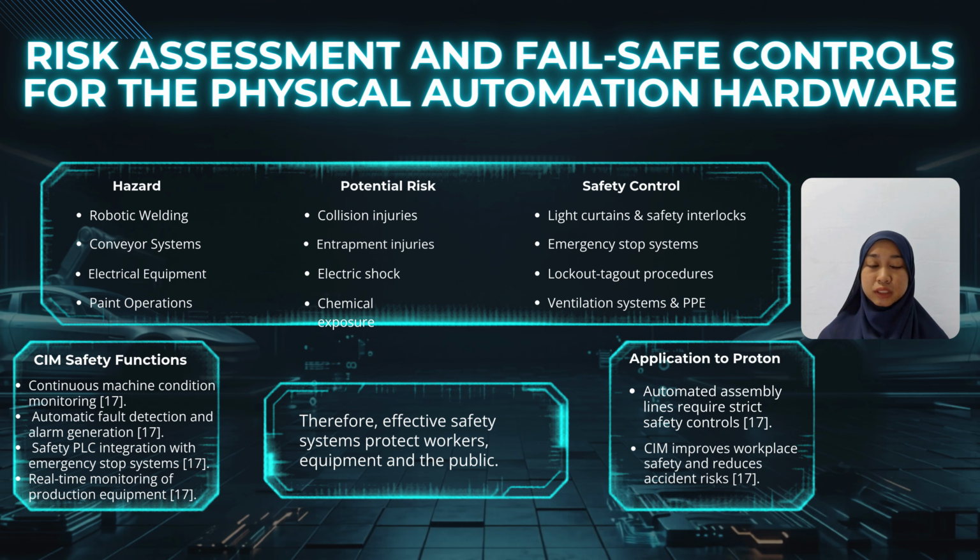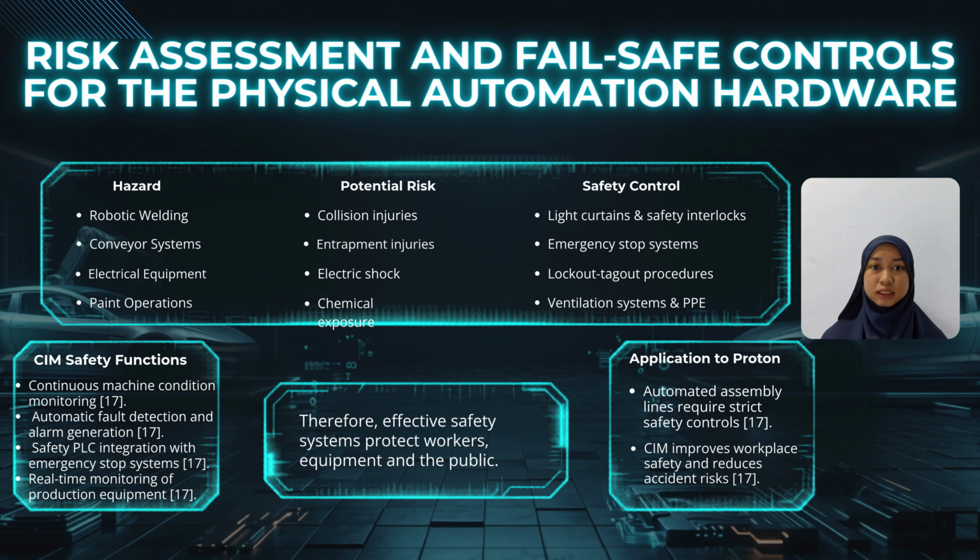So next, besides productivity, safety is also a critical aspect of CIM implementation. In automotive assembly plants, several hazards exist, including robotic welding station, conveyor system, electrical equipment, and paint operation. These hazards can cause injuries, electric shocks, or chemical exposure if not properly controlled.